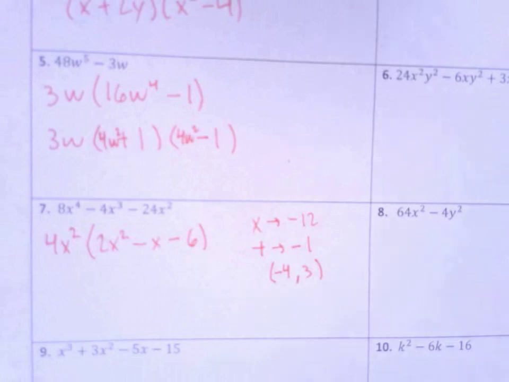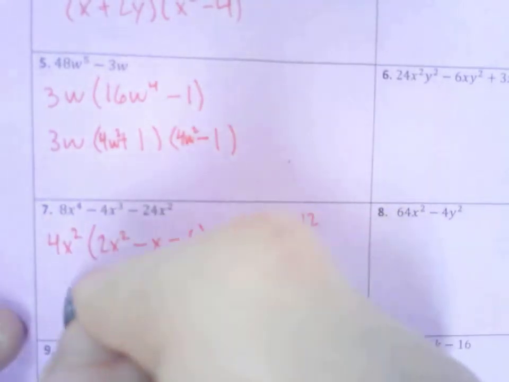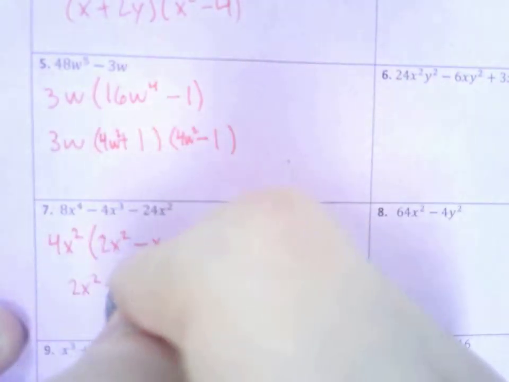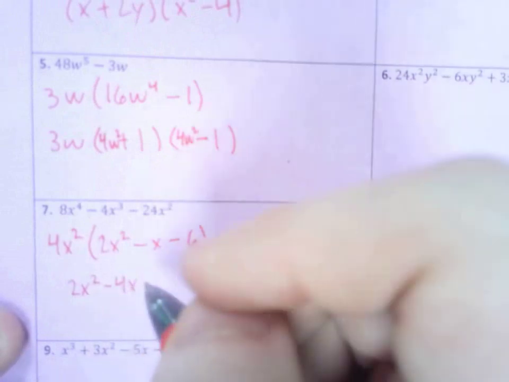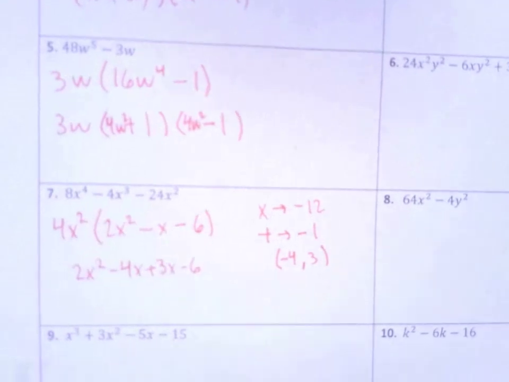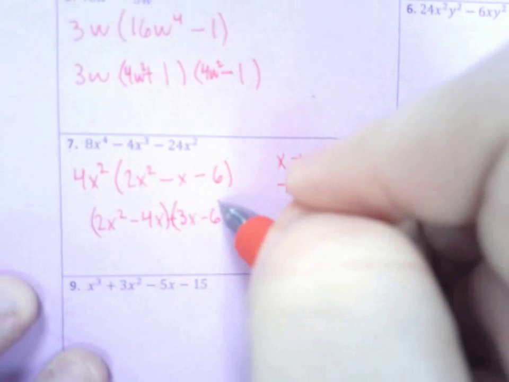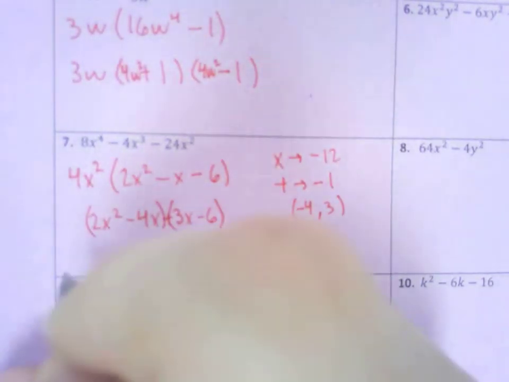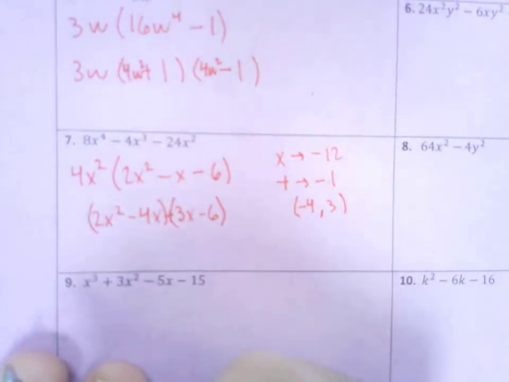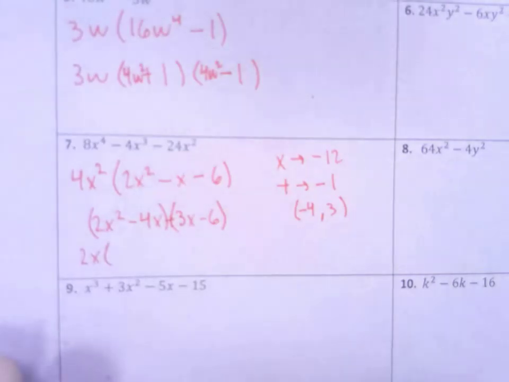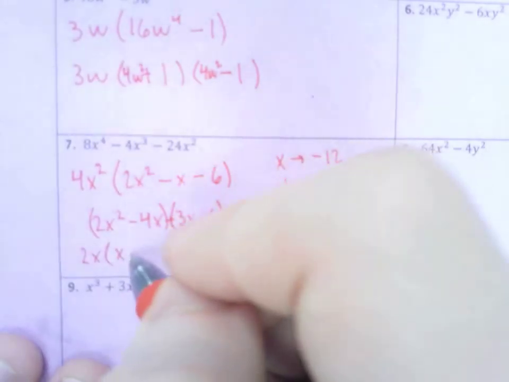Third step says rewrite the polynomial. So what are we going to write now? 2x squared minus 4x plus 3x, good, minus 6. And then once we have 4 terms, we know that we can group. So we're going to group them and factor them. What's the GCF of 2x squared and minus 4x? 2x, good. What's left? X minus 2.